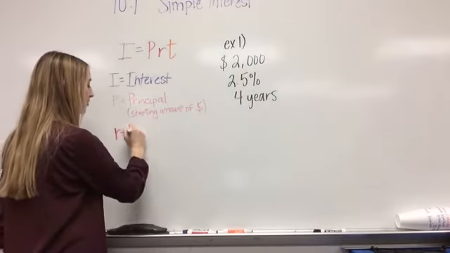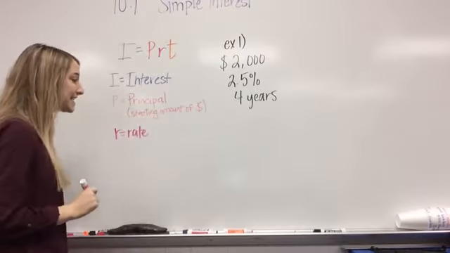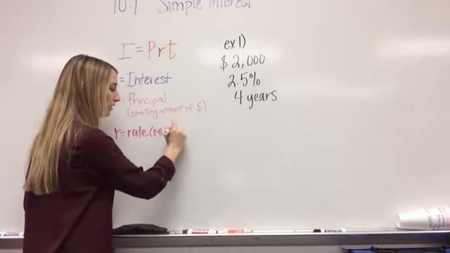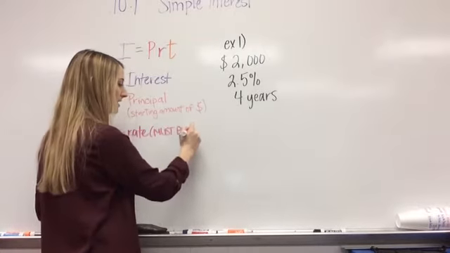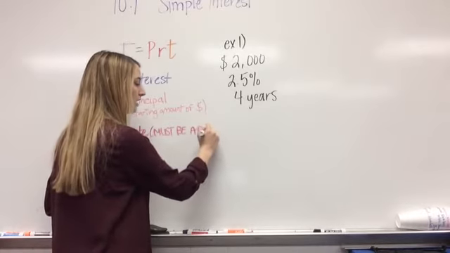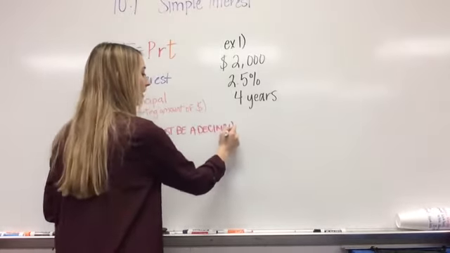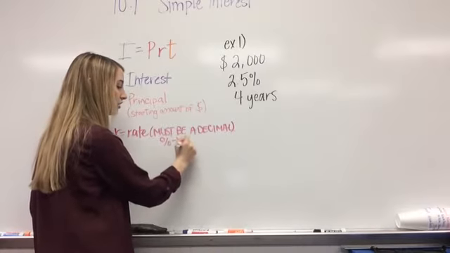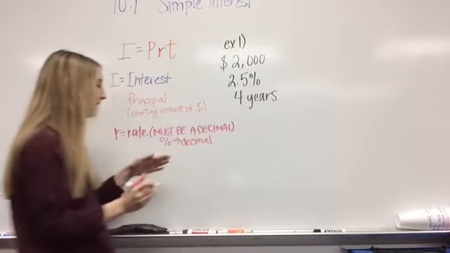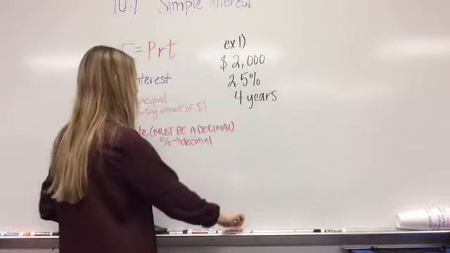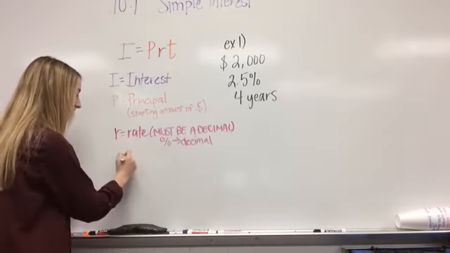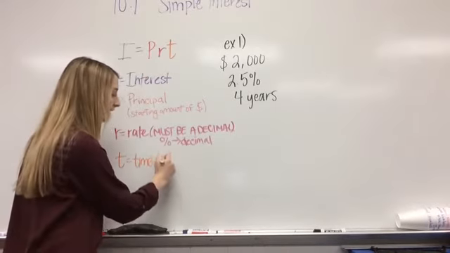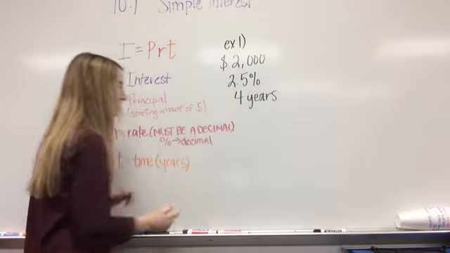Okay, R is the rate, which you could have probably guessed, but what you might not know is the rate must be given as a decimal. So in the problem, it's generally always given to you as a percent. So we must change it to a decimal. That is going to be probably the biggest thing to remember. Okay, and then T stands for your time. And in our formula, we always need to use that in years. So T is our time in years.